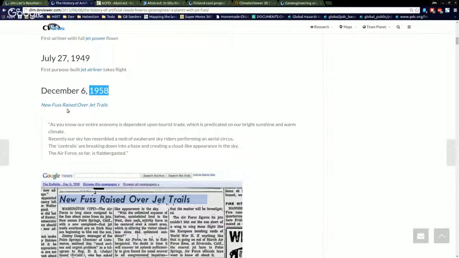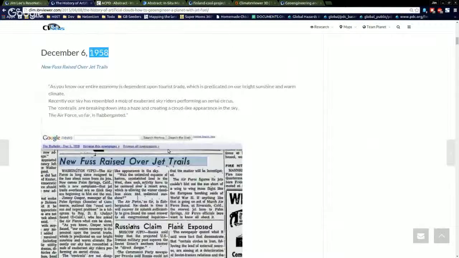So let's start. New fuss raised over jet trails. As you know, our entire economy is dependent upon the tourist trade, which is predicated on our bright sunshine and warm climate. Recently, our sky has resembled a mob of exuberant sky riders performing an aerial circus. These contrails are breaking down into a haze and creating a cloud-like appearance in the sky. The Air Force, so far, is flabbergasted.